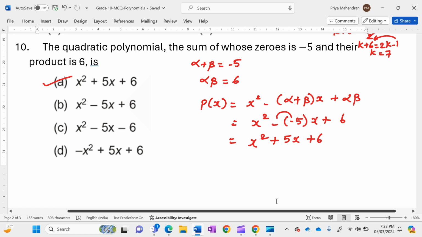Hope you are able to do all the MCQ questions along with me from the polynomial, and these questions are taken from the previous year's sample paper. If you know how to do this, you can face the exam so confidently.